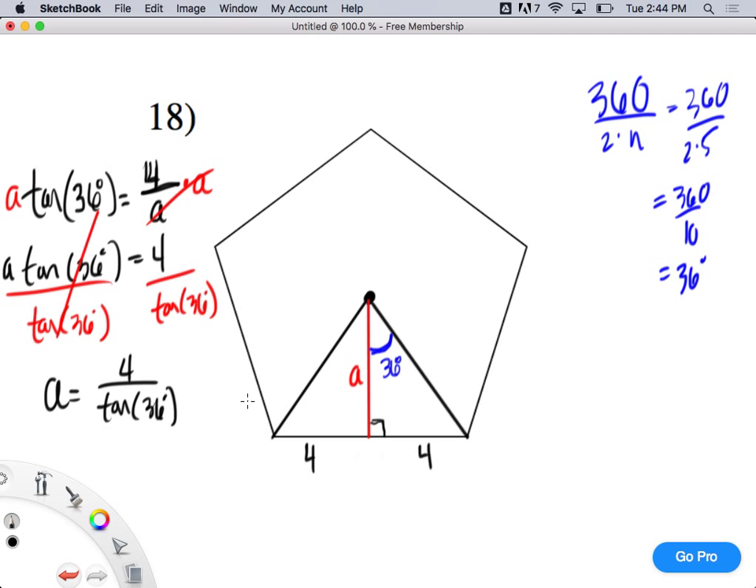This is 36 degrees: 360 divided by 2 times n, where n is the number of sides. Okay, now, how do I do this? I plug it in my calculator: 4 divided by tangent of 36.